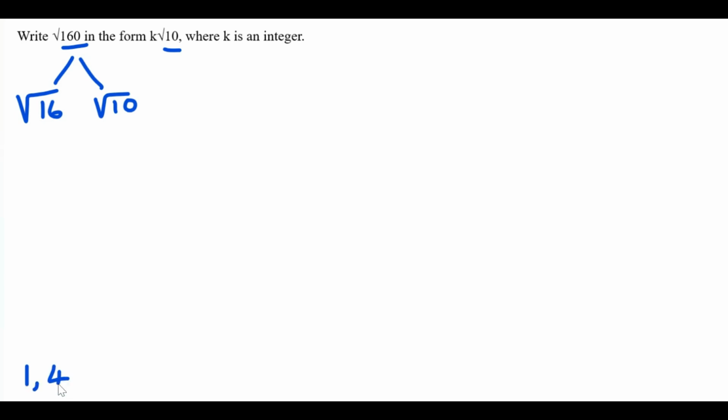Now, if we check this against our list of square numbers, we see that 16 is on there. Therefore, these two numbers can be used to simplify the square root of 160.